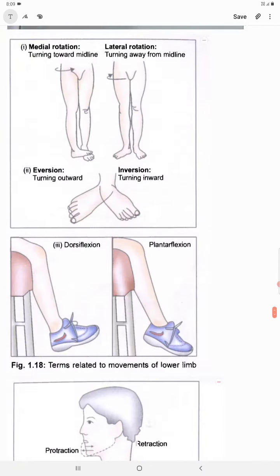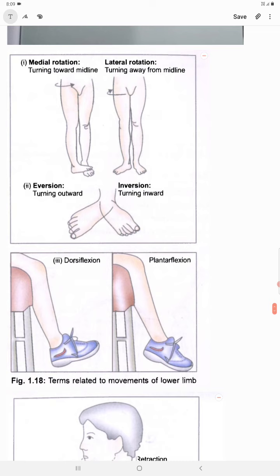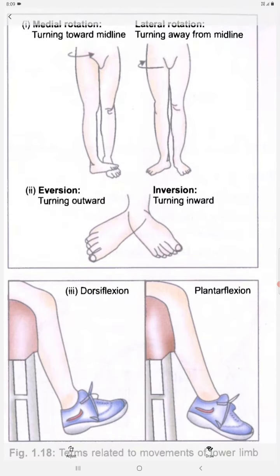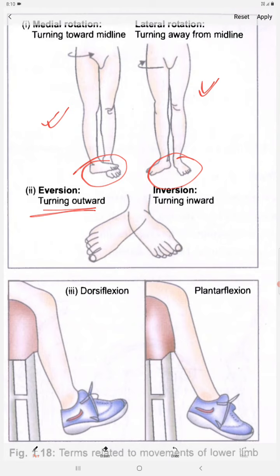So this is the diagram which relates to the lower limb movements. Here we can see this is the medial rotation, which means turning toward the medial line, and this is the lateral rotation, turning away from the medial line. Here you can see the foot, and we can say the medial rotation and the lateral rotation are going on. And here the eversion, already told, is the foot turning outward, and inversion, the medial border.